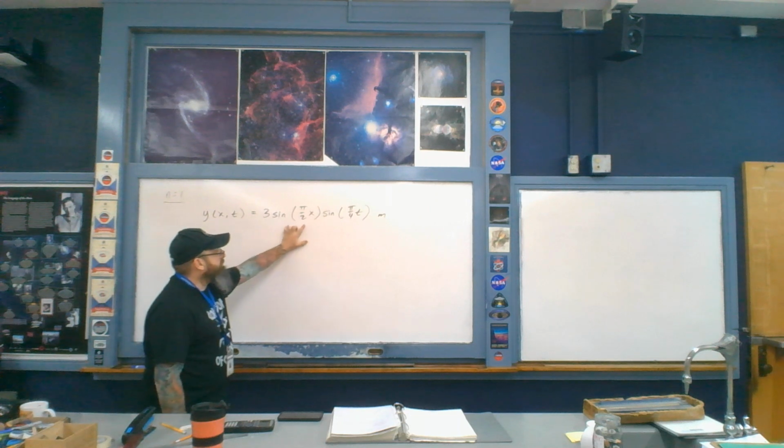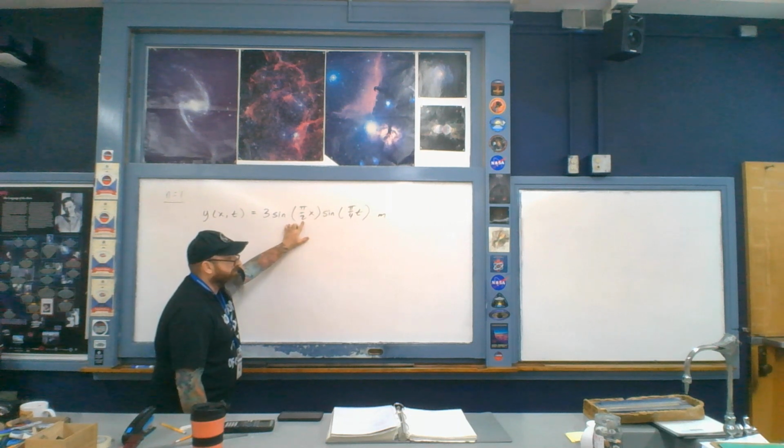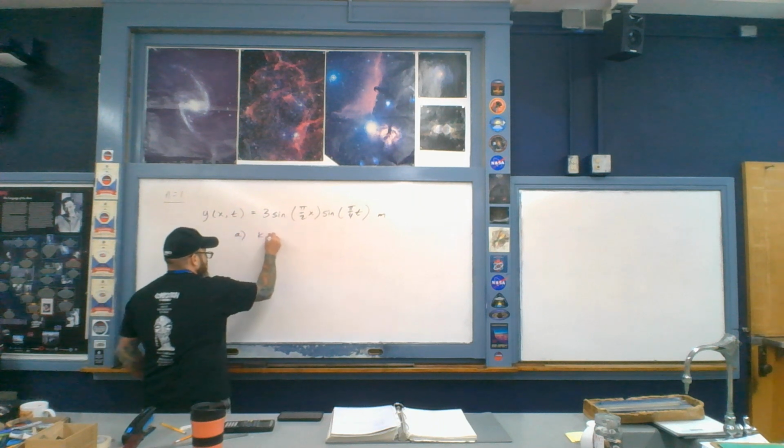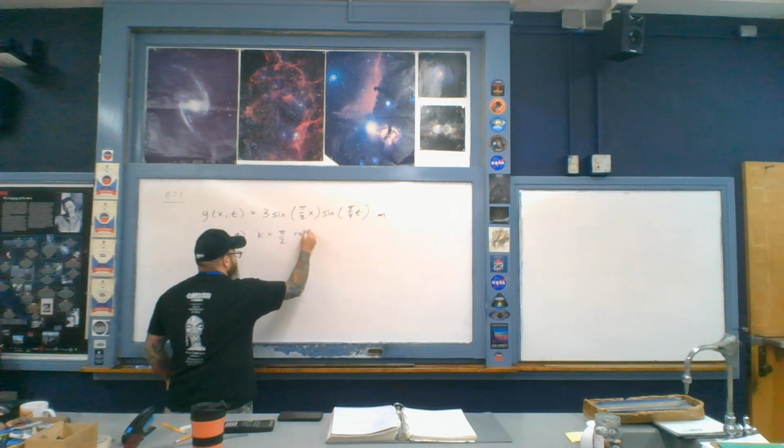Okay, and then we've got here, first of all, in part A of the problem, in trying to find the wavelength, we have the wave number k. So the wave number k is pi over 2 radians per meter.